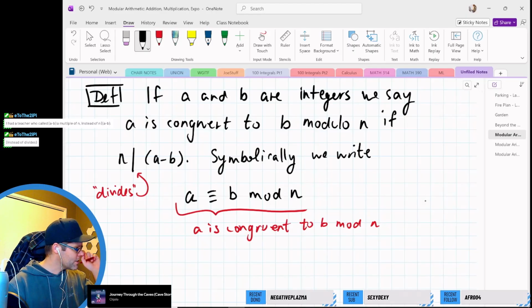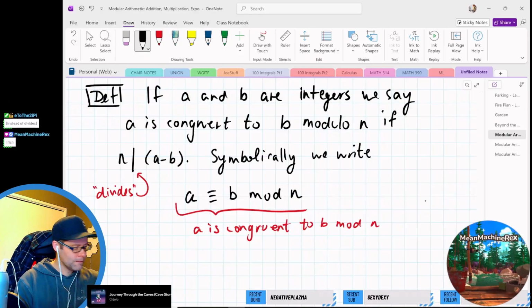So Zach is saying, had a teacher who called a minus b a multiple of n instead of n divides a minus b. Yeah, that's true. That works as well.